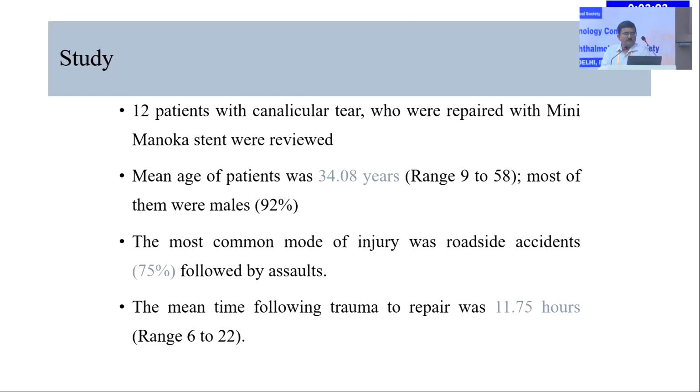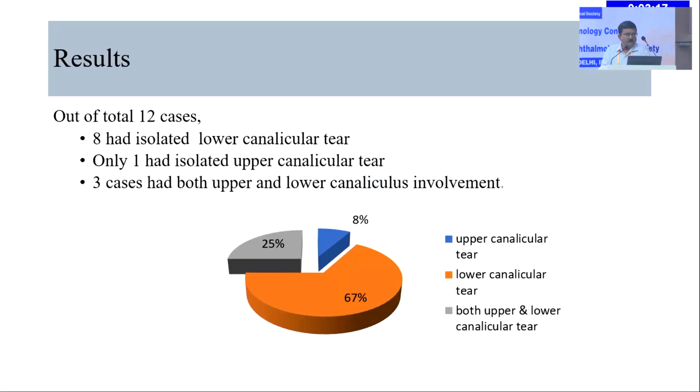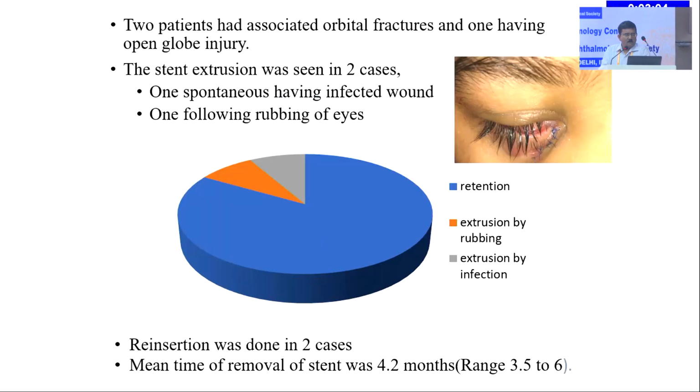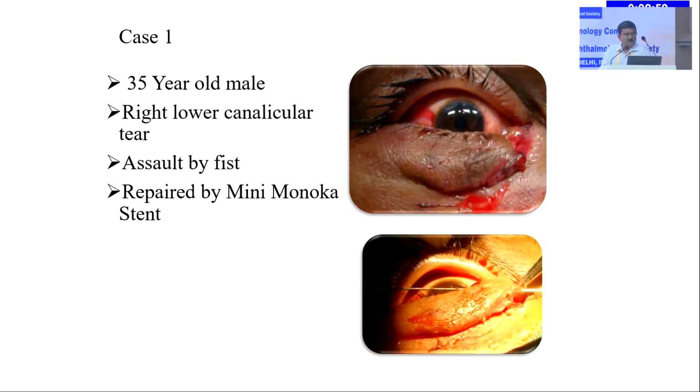Now we come to my study. Twelve patients with canalicular tear who were repaired with the mini monoca stent were reviewed. Out of a total of 12 cases, 8 had isolated lower canalicular tear, 1 had isolated upper canalicular tear, and 3 cases had both upper and lower canalicular involvement. We lack time, that's why many of the cases I am skipping.